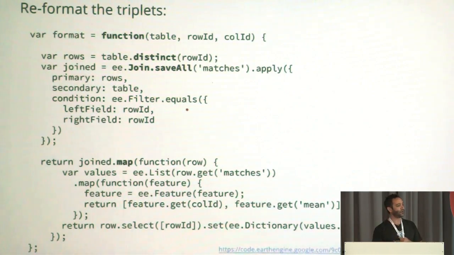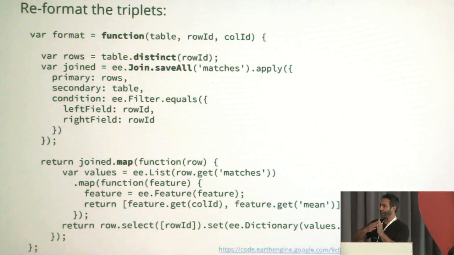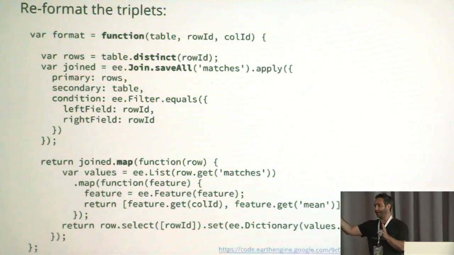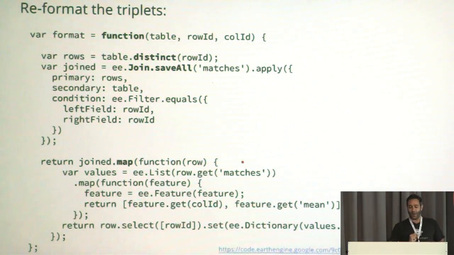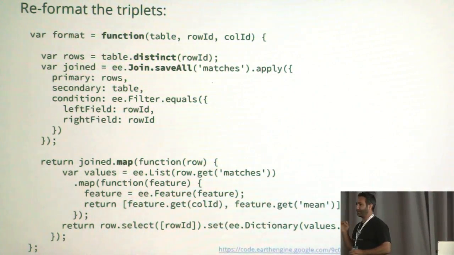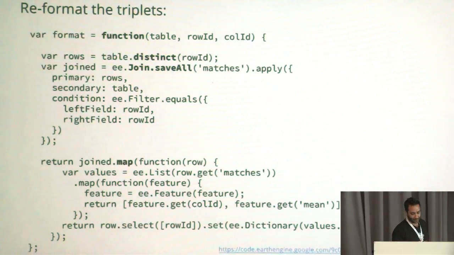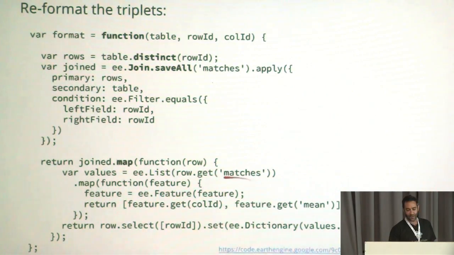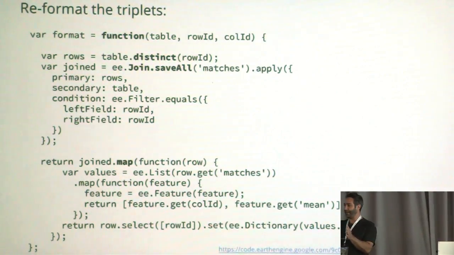And the filter condition, or the join condition, is just that the row ID matches. So you want, for each row ID, the whole collection of triplets that has that row ID, which might have many different image IDs, say. So what comes out of that is a feature collection in which each feature stores a property called matches, and that property stores a list of all the triplets with the same row ID.